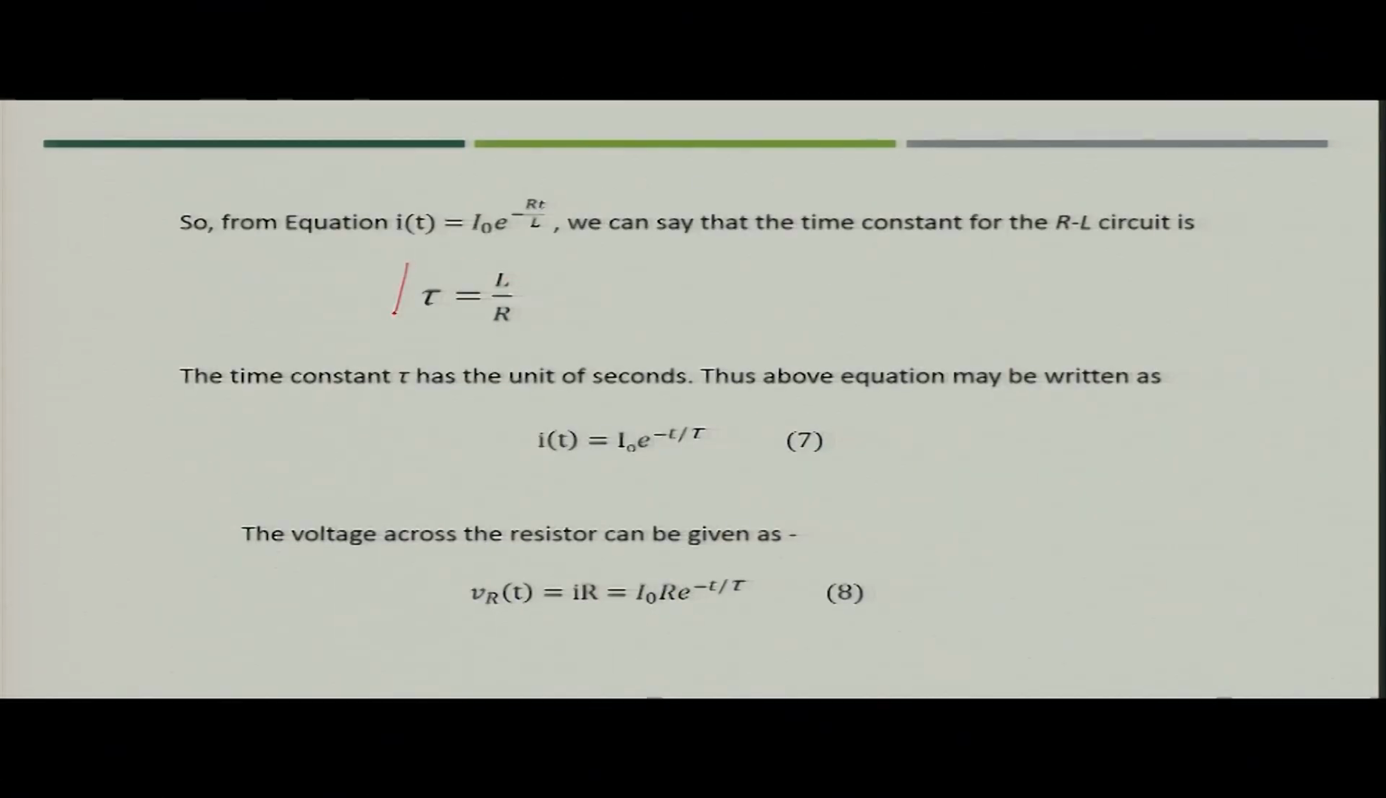So, we got tau, that is our time constant for RL circuit, which is nothing but L by R. Instead of writing in terms of L and R, the current I can be written as I naught e to the power minus t by tau. Now, what would be the voltage across the resistor? Voltage across the resistor, that is V R, would be equal to I into R. I we have just calculated, that is I naught e to the power minus t by tau, multiplied by resistance R.